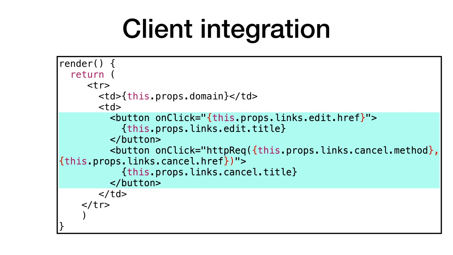Even better, our client would check for the presence of those links, is cancel here, is update here, and would not show a particular action to the user if that were not present in the response. And this way, the logic from the UI almost completely disappears in terms of process and simply is reacting to the state of the resource.